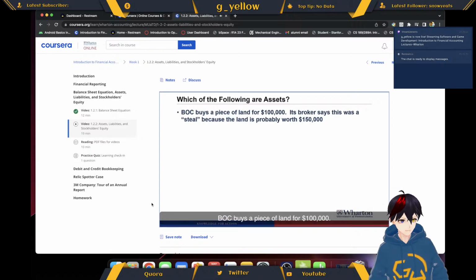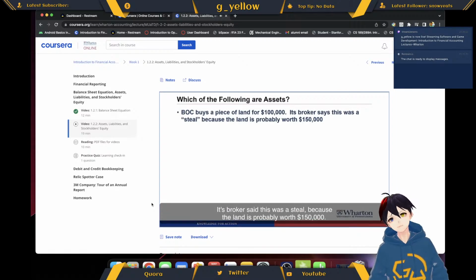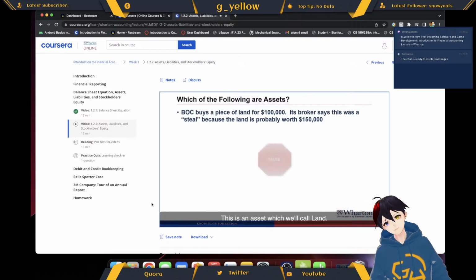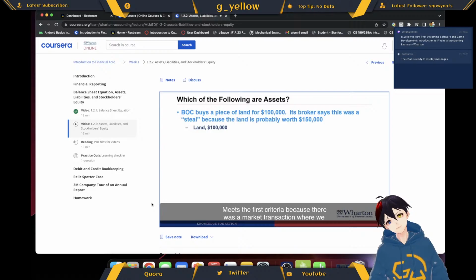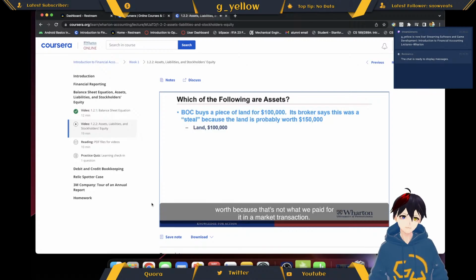BOC buys a piece of land for $100,000. Its broker said this was a steal because the land is probably worth $150,000. Still 100 grand worth of land. This is an asset, which we'll call land. Meets the first criteria because there was a market transaction where we acquired ownership. The value of the benefits are assumed to be what we paid for it, which is $100,000. Now note we ignore the last sentence about what the broker thinks the land is worth because that's not what we paid for it in a market transaction, and so we're not going to use that as the value of the benefits. We're going to use the more objective number of what we actually paid for it. So we've got an asset land that's worth $100,000.